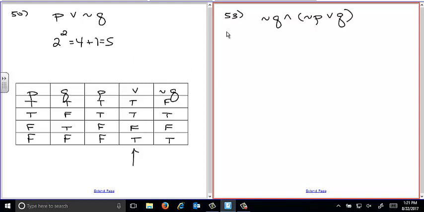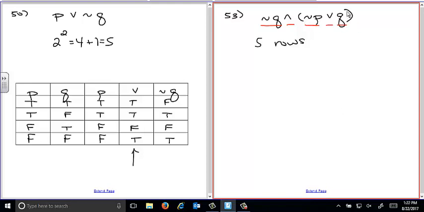So again, we have P and Q. So 2 squared plus 1 is 5. So we have 5 rows. Now as far as the number of columns, we have P and Q again. And to do this logic statement, we need a column for the not Q for the AND operator, for not P, the OR operator, and Q.